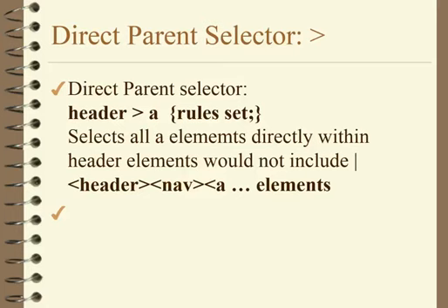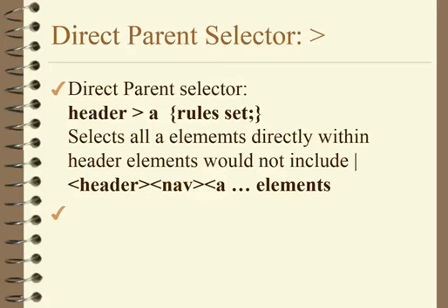So the first one is the direct parent selector. If you look here, we have a header element, and then we have an A element. And so this would only apply to A elements that are direct children of header. In this example I have here, it does not apply because the A element is not a direct child of header. It's actually a child of nav, which is a child of header. Do you see that? So this is an example where it would not apply.